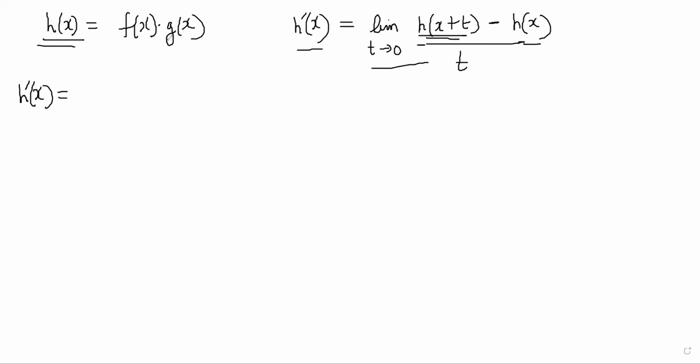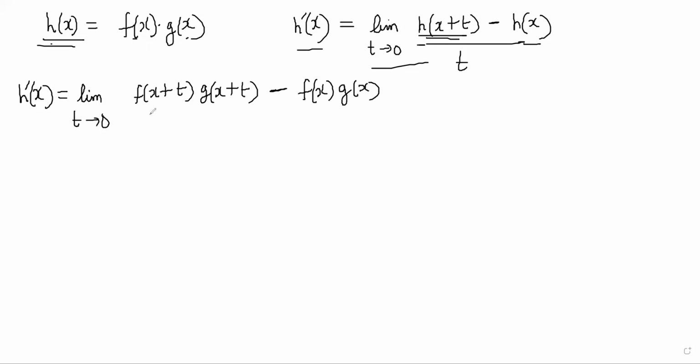t will be the product, right? And I will put this here. So if h of x was f(x) g(x), h of x plus t will be what? f of x plus t g of x plus t, minus f of x g of x, right? I'm just putting in as input x plus t instead of x. So I should get f of x plus t g of x plus t minus f of x g of x, right?